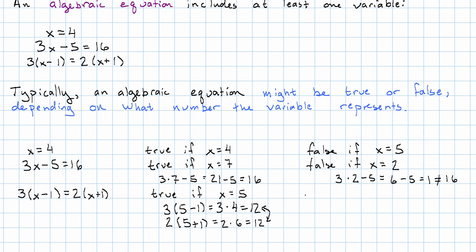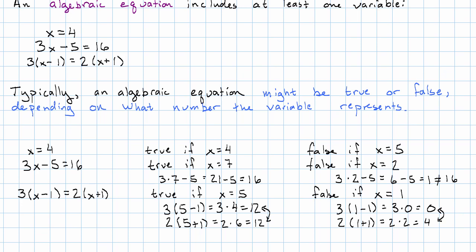On the other hand, this equation is false if x equals 1. If x represents the number 1, we have 3 times 1 minus 1 is 3 times 0, which is 0. 2 times 1 plus 1 is 2 times 2, which is 4.